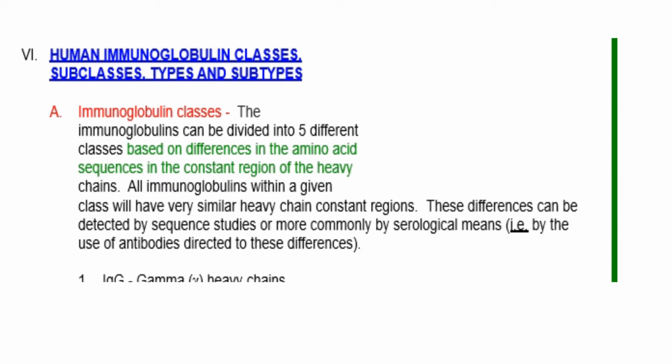It can be classified into: the most common one is immunoglobulin G. Second, immunoglobulin M. Third, immunoglobulin D. Fourth, immunoglobulin E. Fifth, immunoglobulin A, with the alpha heavy chain, and epsilon heavy chain for IgE.